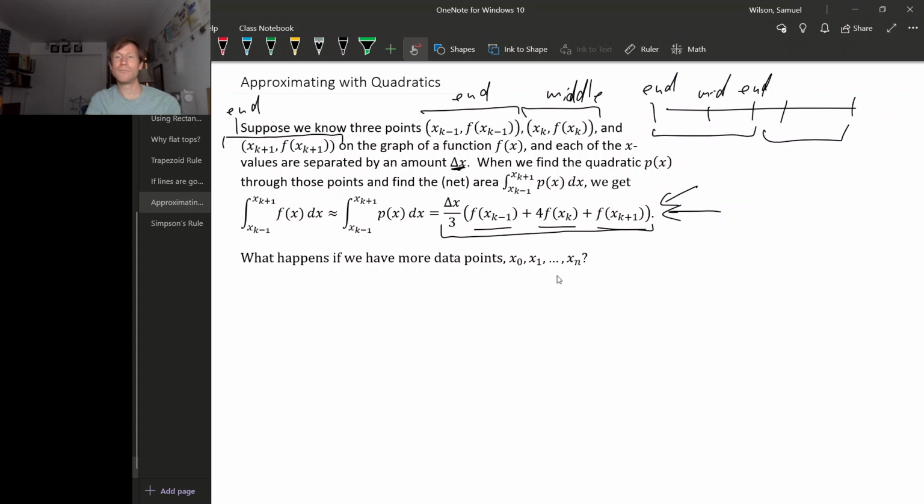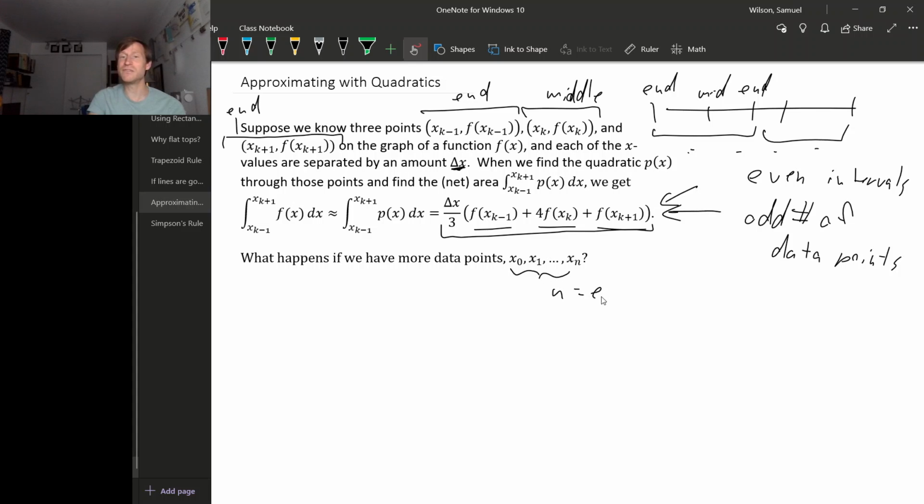So for this to work, we need an even number of subintervals so that they break up into pairs. So an even number of intervals means we're going to have an odd number of data points. Right, so since we number our points from 0 to n, n has to be even for this all to work out. Okay, so let's write down what this formula gives us when we have many pairs of intervals.